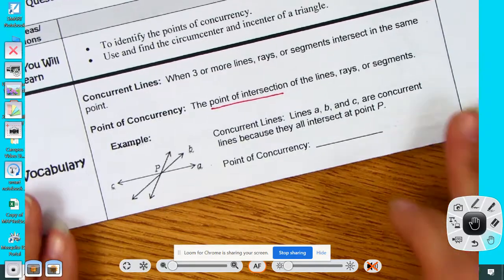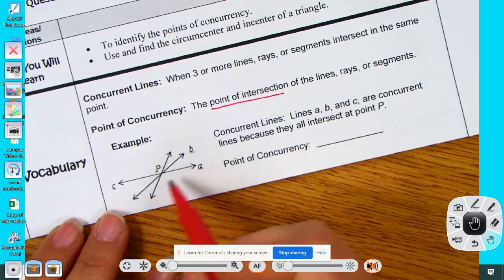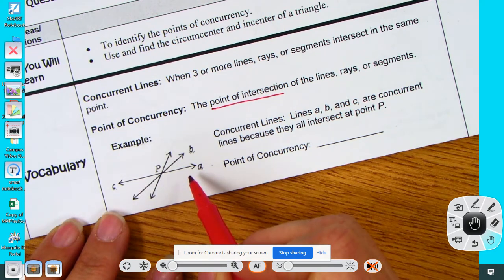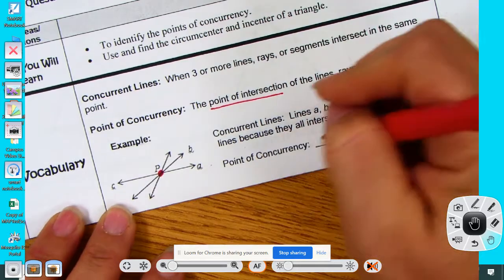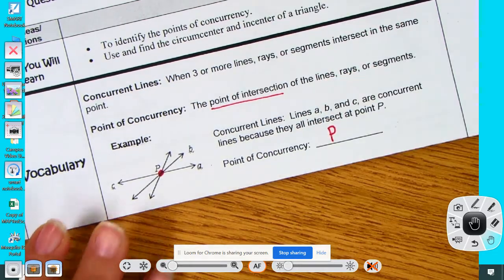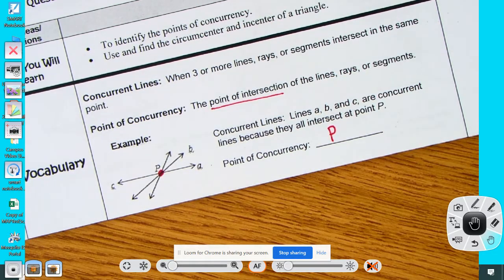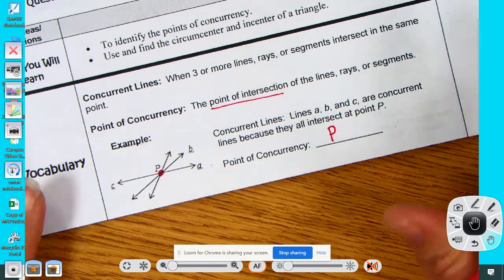Here is a picture example. I have lines A, B, and C. They are concurrent because they all intersect at point P, and point P is called your point of concurrency. Basic, simple, to the point.